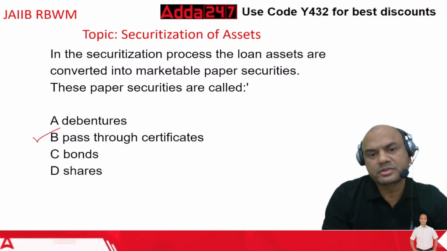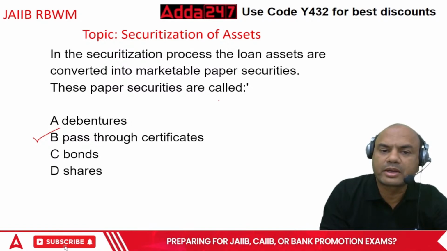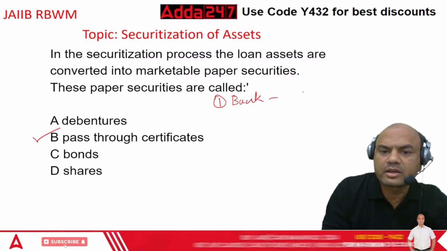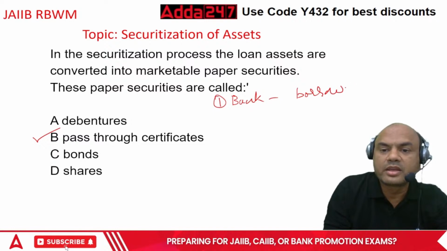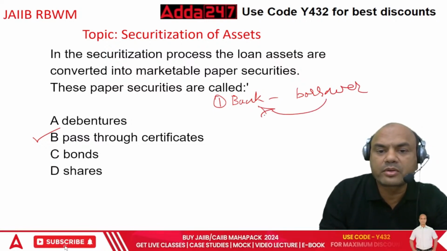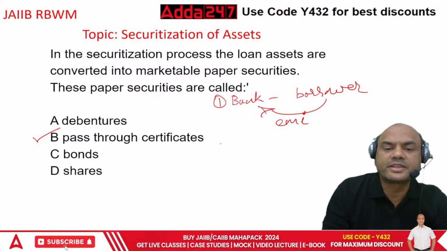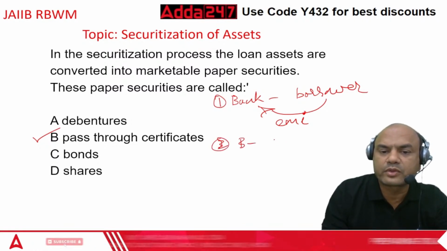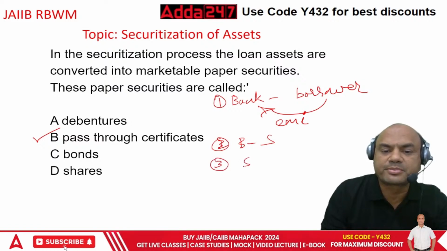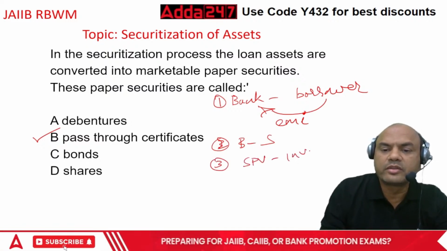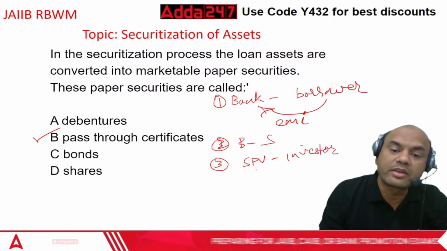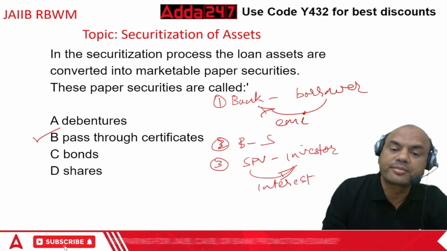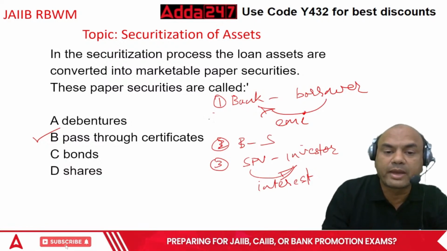What do you mean by pass-through? Kindly remember, go back to the basics. The bank has dealings with the borrower, right? The borrower will give EMI to the bank. Step number two is bank to SPV. In step number three, the SPV will tell the investor, while investing only, that I will give you interest. But there is a condition. I will give you this interest only if the bank gives me the interest.